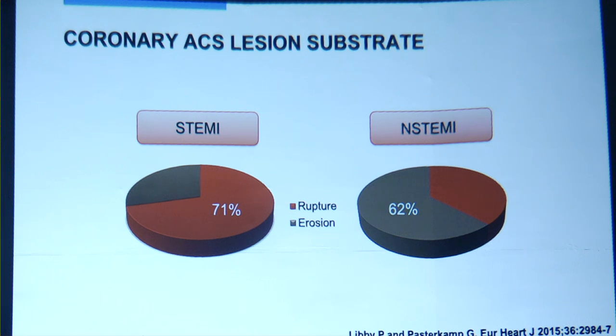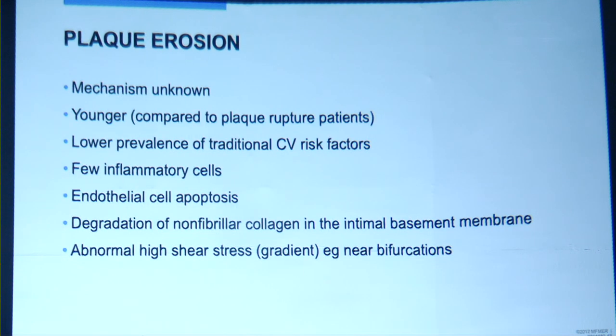Some people think that erosions could possibly be treated without stents in STEMIs, for example. Now, of course, we don't have evidence for that, but again, at least once you start seeing things, you can start thinking about how to treat them differently. So what do we know about plaque erosions? The short answer is not a lot in terms of the pathophysiology. We know they may occur in younger patients, diabetics. They don't seem to have inflammation. So it's a really distinct entity to what we typically think about atherosclerosis.